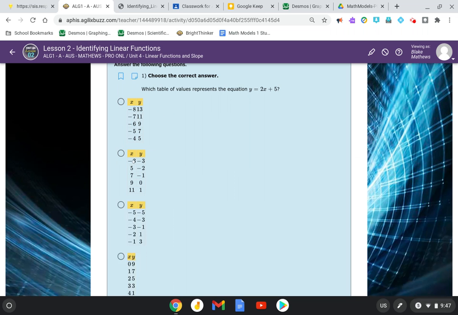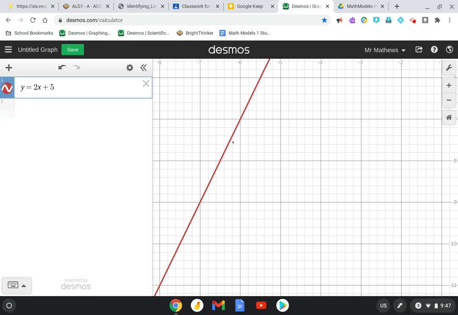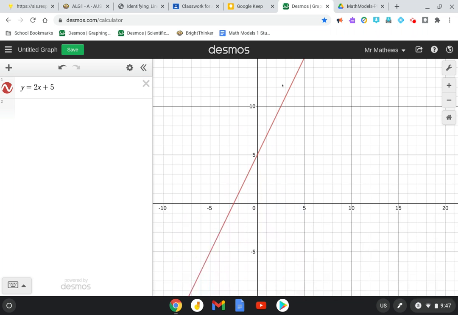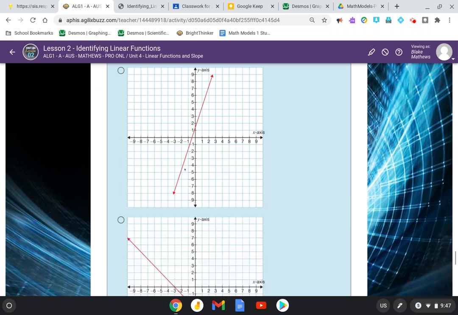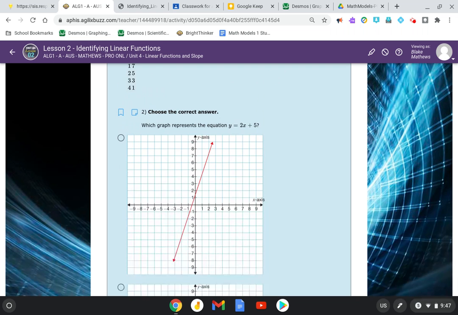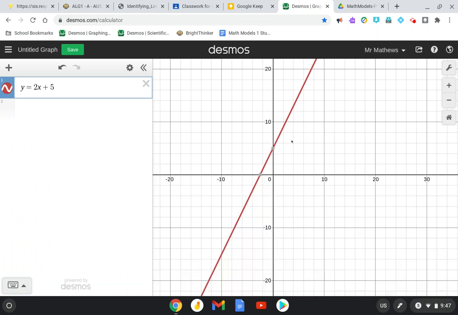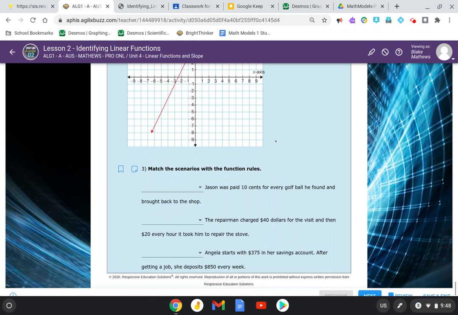So you need to go through, look for each point on the graph until you find the table that has points that are all on the line that you see graphed here. So you're just dragging and finding those points to see if they match on the line. That's what you're doing in number 1. Number 2, you just need to look at these graphs and see which one looks most like the graph you found when you graphed it on Desmos. And that's pretty much it on that. So that's pretty straightforward.